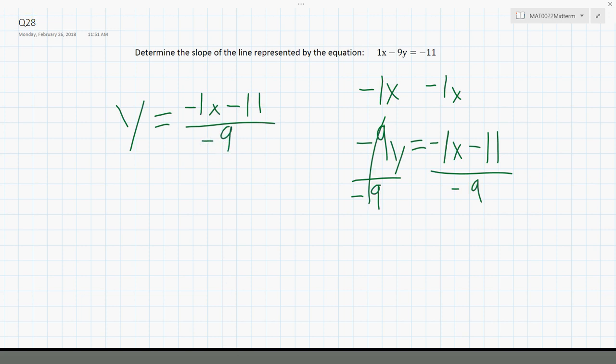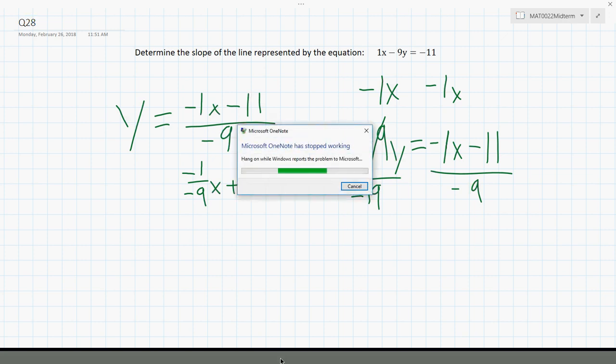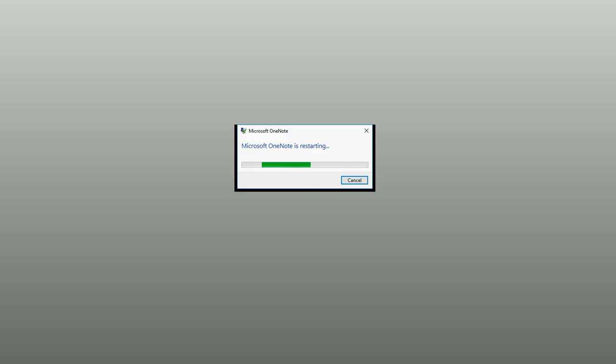I'm going to break this into 2 fractions now. Ready? We're going to do -1 over -9x plus negative 11 over negative 9.